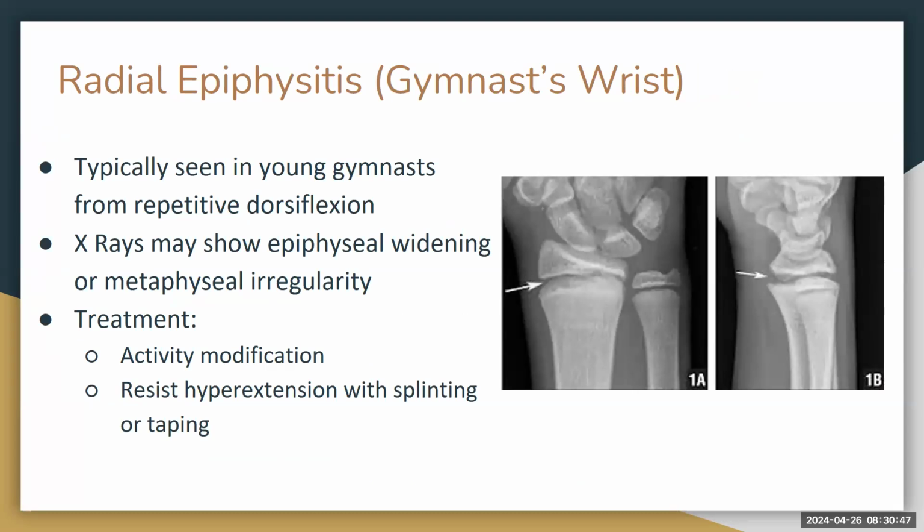Radial epiphysitis or gymnast wrist is typically seen in young gymnasts with repetitive dorsiflexion. The X-ray may show the epiphyseal widening or metaphyseal irregularity. You can see the pictures of the widening there on the right. And then treatment would be activity modification, but good luck sometimes, or resisted hyperextension with splinting or taping.